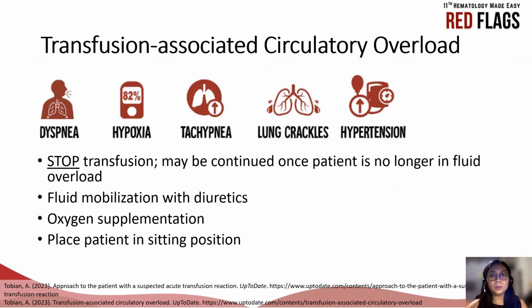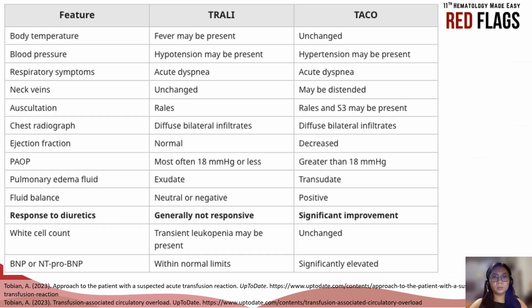Treatment of TACO is similar to treatment of cardiogenic pulmonary edema from other causes. Once the diagnosis is strongly suspected, the transfusion should be stopped. The major interventions include fluid mobilization through diuretics, supplementary oxygenation, and assisted ventilation if indicated. Placing the patient in a sitting position can also be helpful.